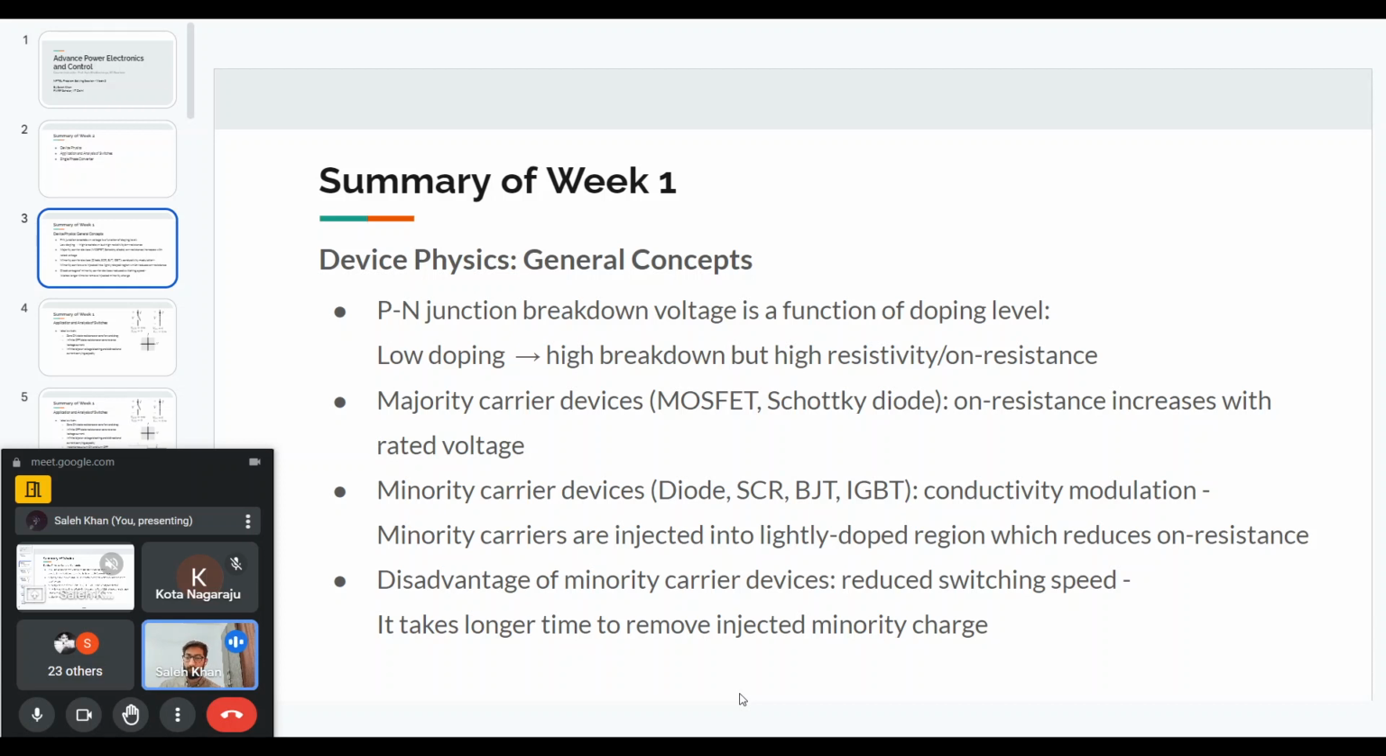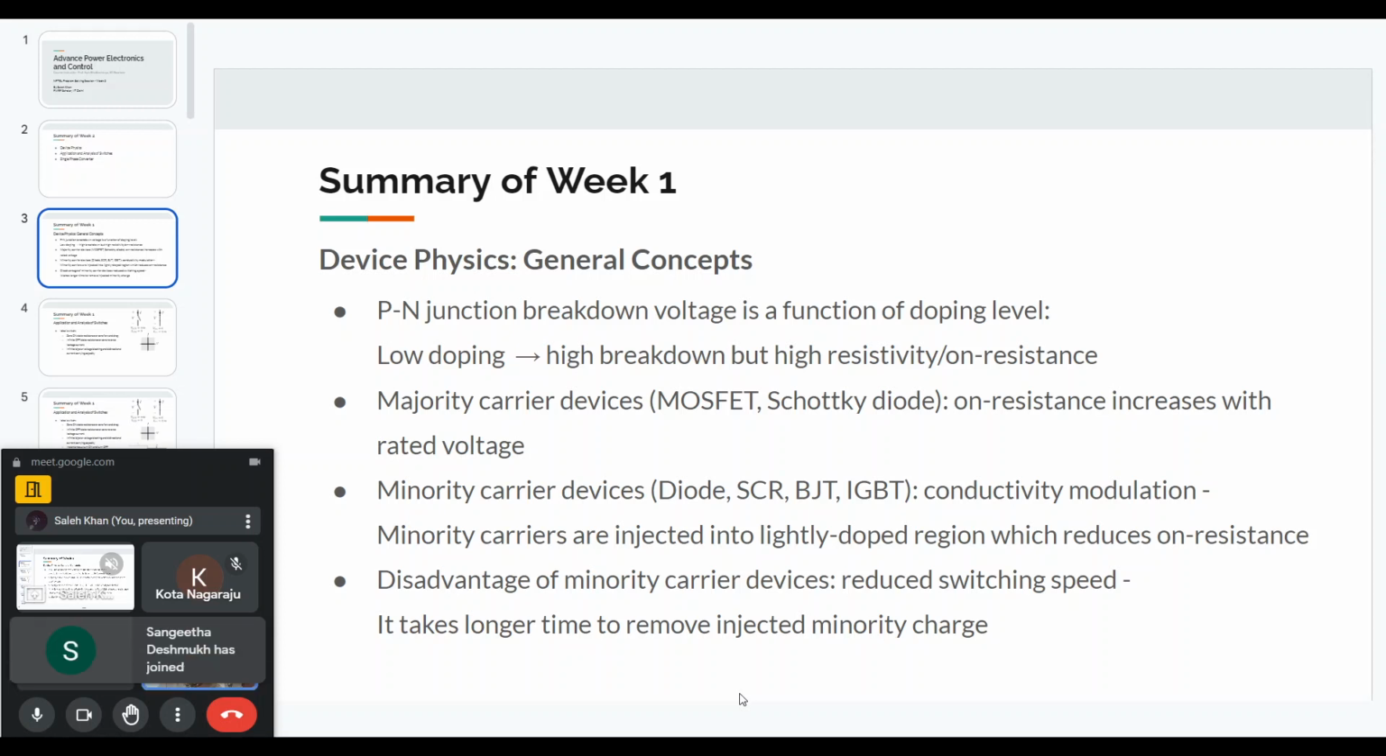Now we can have two types of devices. The first is called a majority carrier device. For example, in N-type material, the electrons will be majority carriers and holes will be minority carriers. Vice versa, in a p-type substrate, the holes will be the majority carriers and the electrons will be the minority carriers. There are devices in which conduction happens mostly via majority carrier charges.